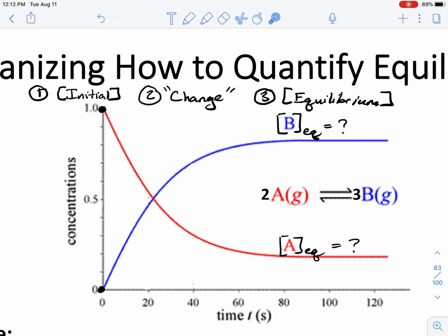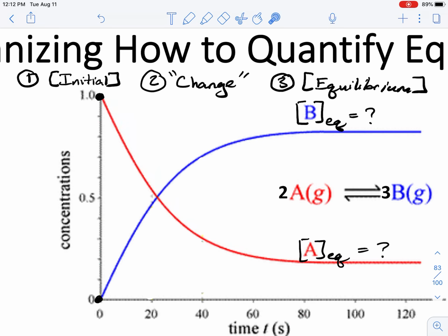However, what's a little bit more challenging is being able to mathematically describe the change in a chemical reaction, because each chemical reaction progresses differently. We can't really put a hard number to this change. But the beautiful thing about this is that we can represent the change of the concentration of the reactants and products as a variable.